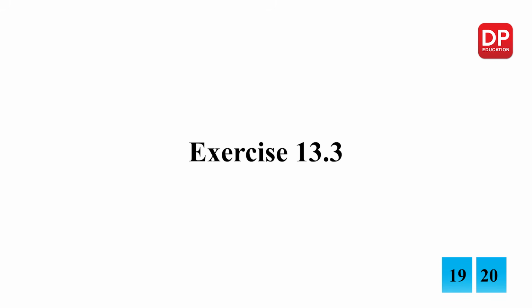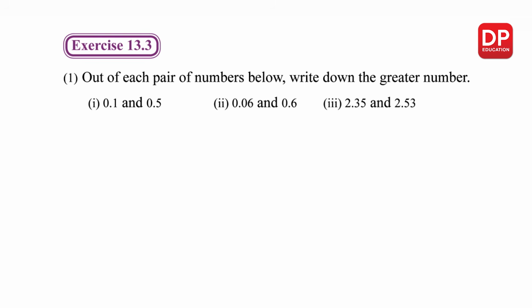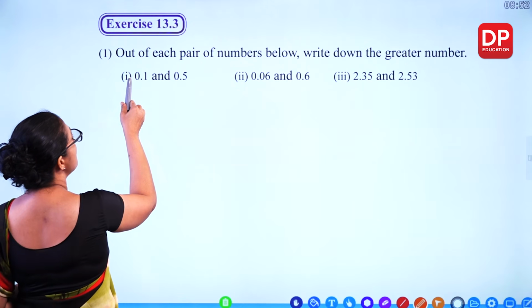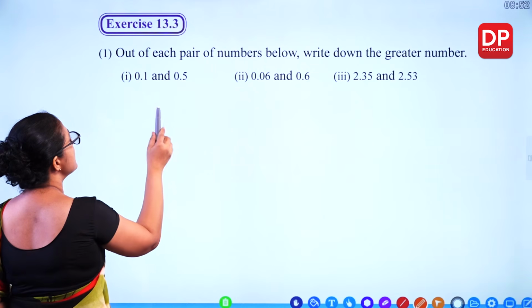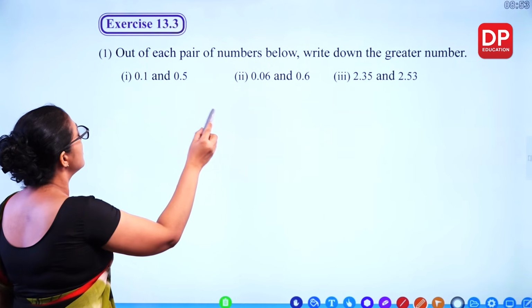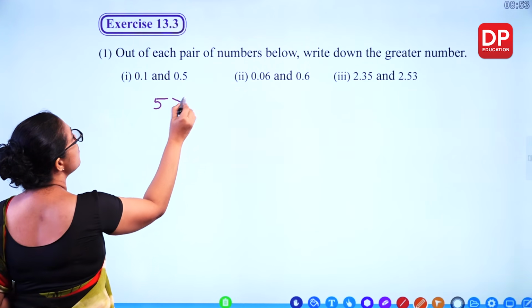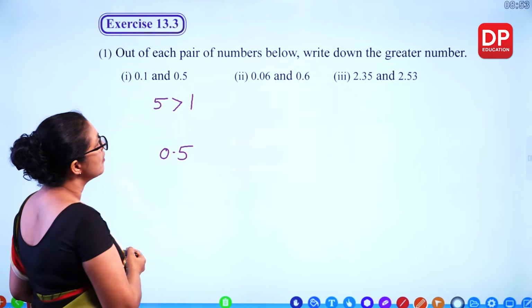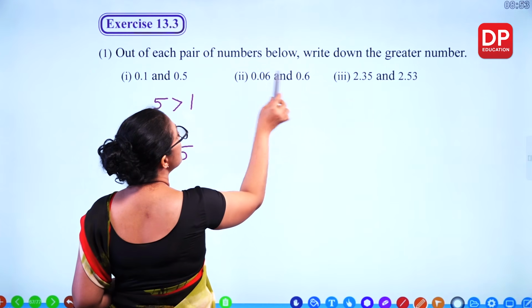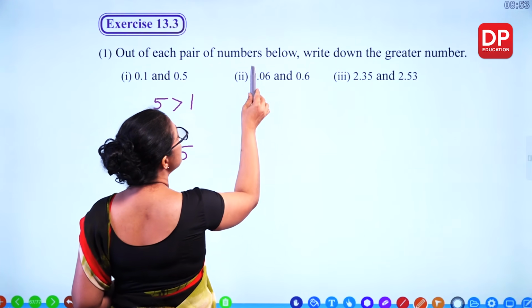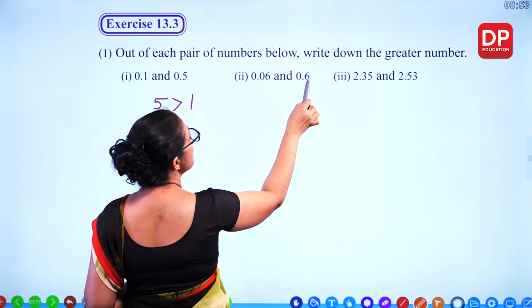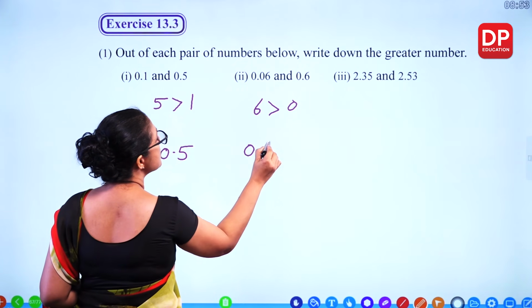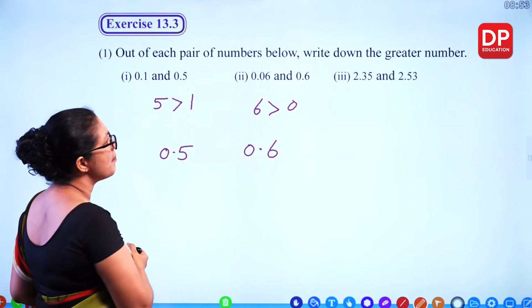Exercise 13.3. Out of each pair of numbers below, write down the greater number. So first one, the first digit is ones place, both the same. Then second digit, 5 is greater than 1. So 0.5 is the greater value. Look at this one. First digit is the same. Then the tens place digit, 6 is the larger number.